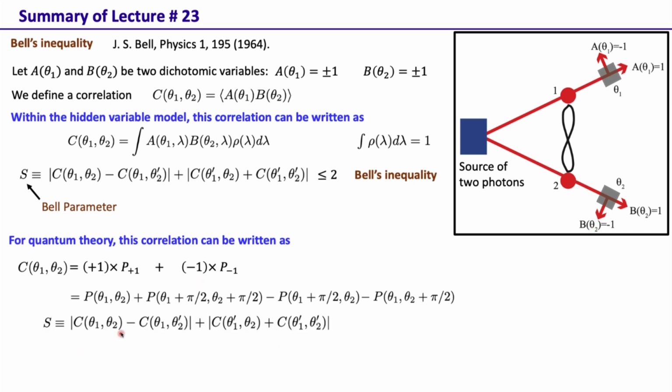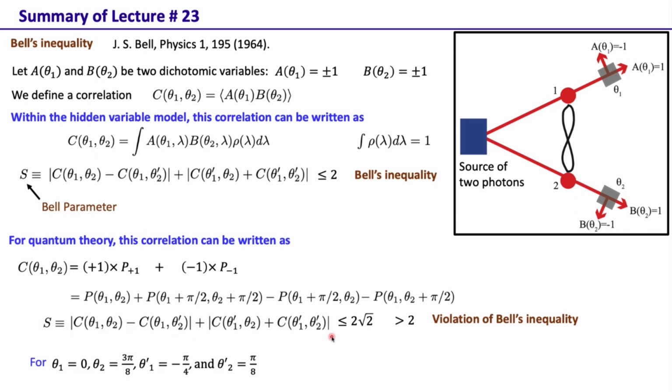We then saw that for this kind of correlation function, the Bell parameter can actually be up to 2 root 2. This is of course greater than 2, which is the limit for the hidden variable theories. And if an experiment shows that this value is greater than 2, then we say the Bell inequality has been violated.